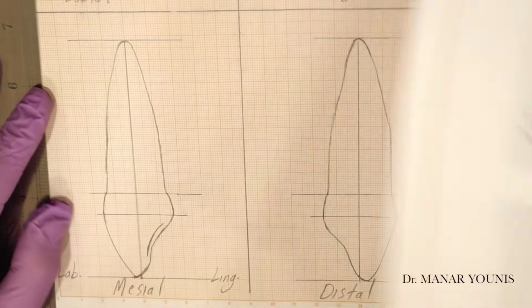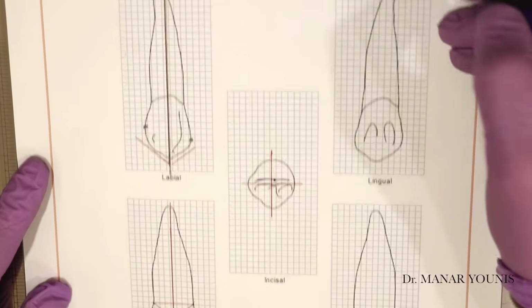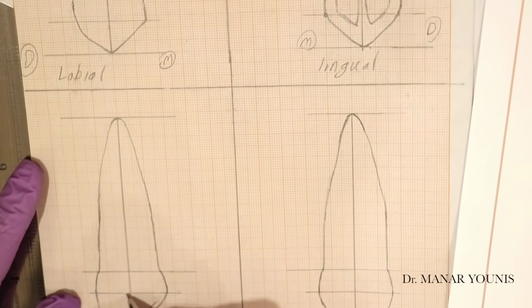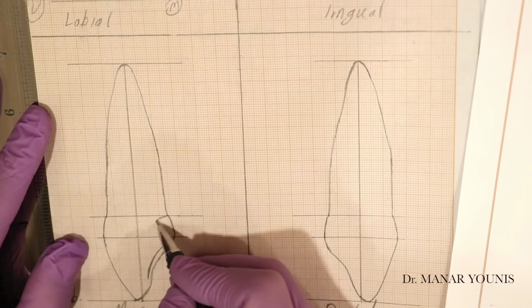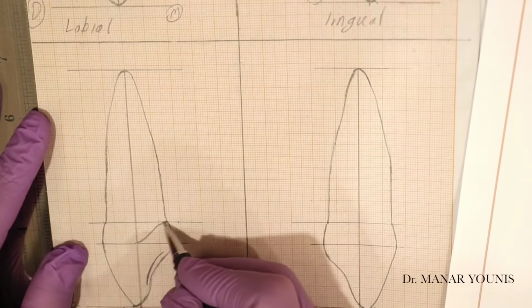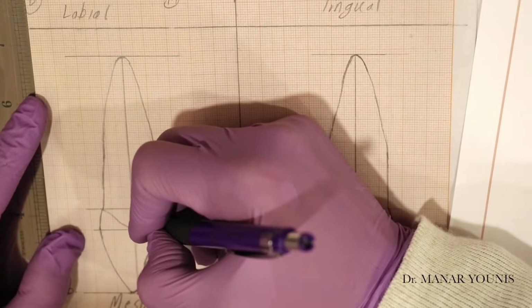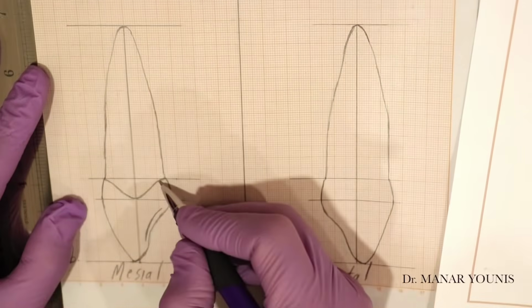Then we have to draw the curvature of the cervical line, which is 2.5. After magnification, it is 10 millimeters, which equals 1/4 the length of the crown. This is the curvature of the cervical line.